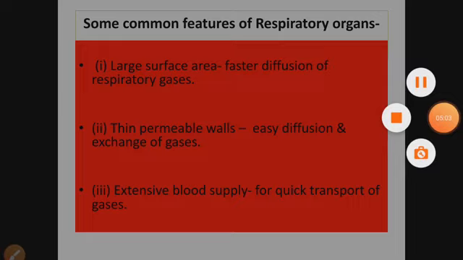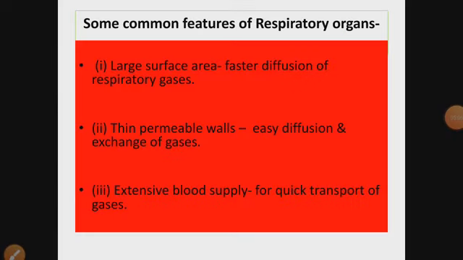Now here you can see some features which are associated with a respiratory organ. What kind of respiratory organ is considered to be good? Now you have to go back to the point where I told you that the alveolus, the bunch of grape-like structure, is the site of exchange of gases. Here the exchange happens: from the alveolus oxygen comes to the blood, and from the blood the carbon dioxide goes to the alveolus. This one you already know.